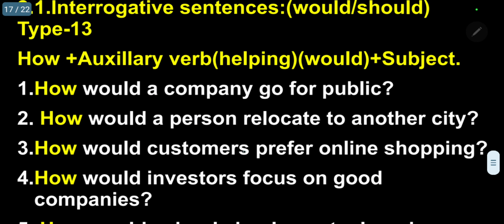The next I can use is the corresponding next one, would. The fifth type: how would a company go public?